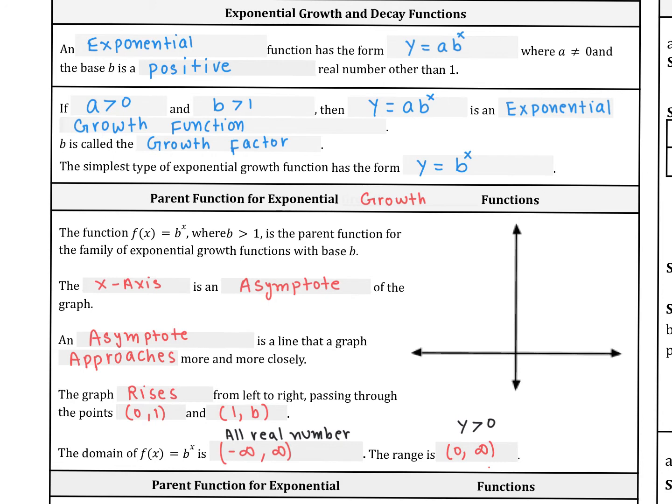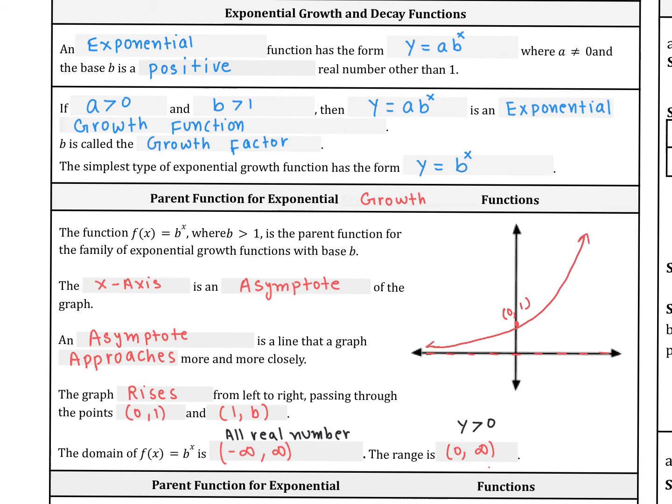So now I'm going to graph this growth function to see how it looks. It's said here that the x-axis is an asymptote. An asymptote is a line that the graph approaches more and more closely. It's also said that the graph rises from left to right and passes through 0, 1, which is this point right here. And the graph looks like this.